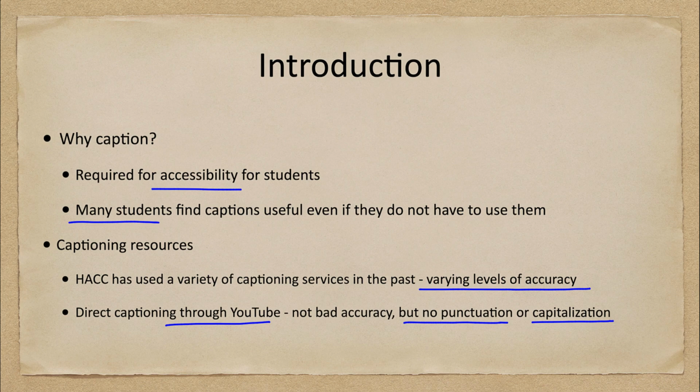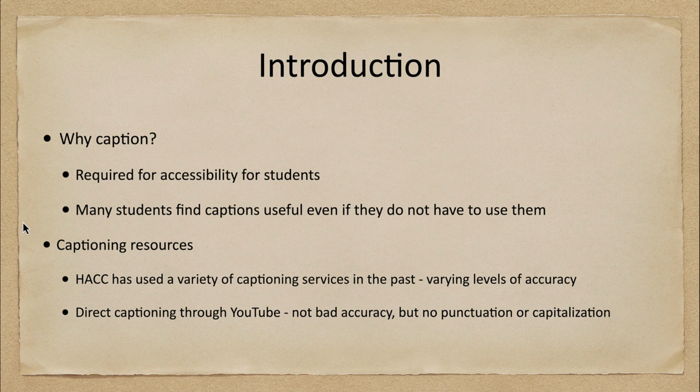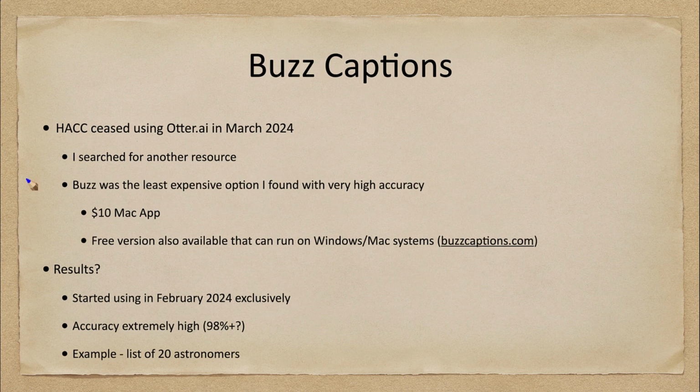So I've been looking at other options, and in the past we had been using Otter AI, and I'd been using that regularly for a couple of years. But they decided to discontinue that in March of 2024. So I started my search for another resource. Many of them were quite expensive, and I really didn't want to be spending hundreds of dollars a year for a way to caption. If it came down to that, I would have gone back to YouTube and just dealt with my issues with it.